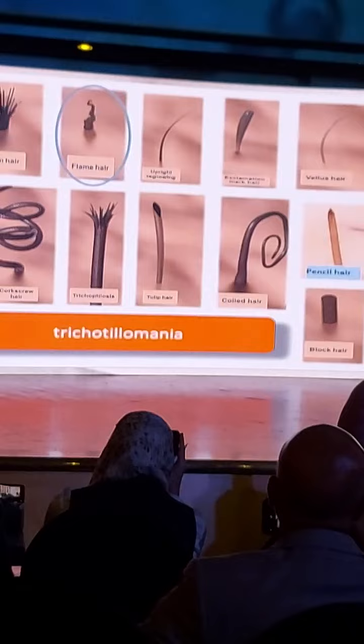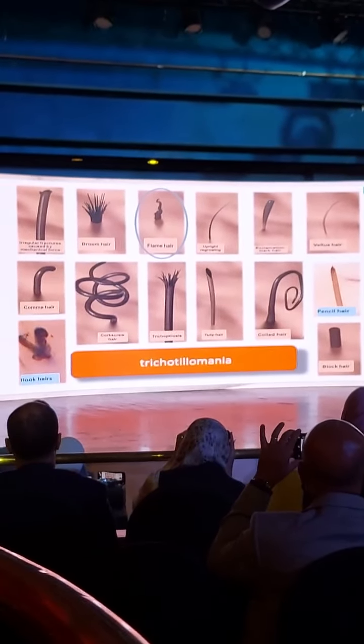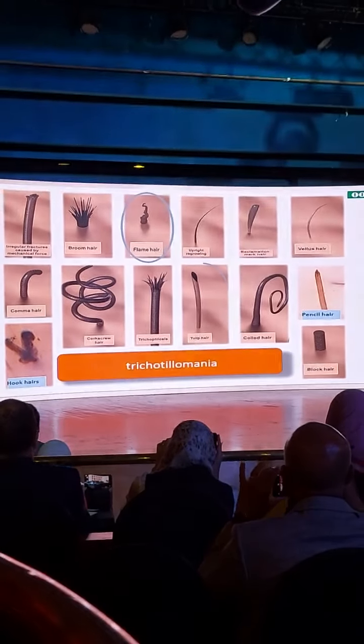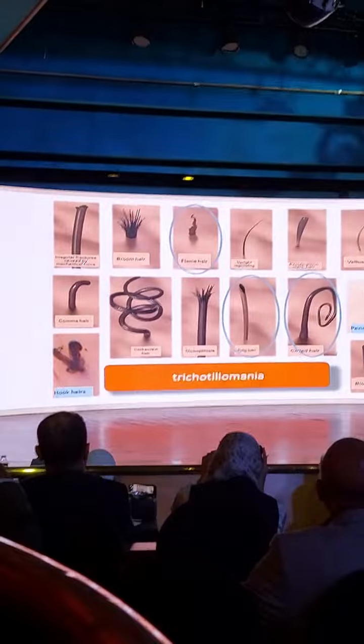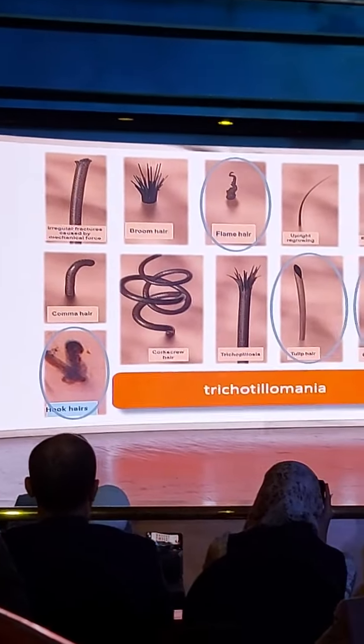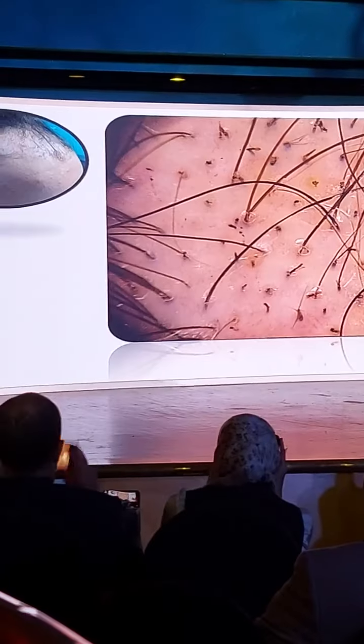And the summary: to set a proper diagnosis, we are searching for irregularity, and we are searching for specific features like flame hair, tulip hair, coiled hairs, hook hairs, and the V-sign. So this is the spectrum of trichotillomania features in trichoscopy.